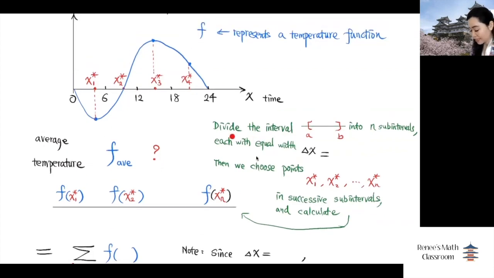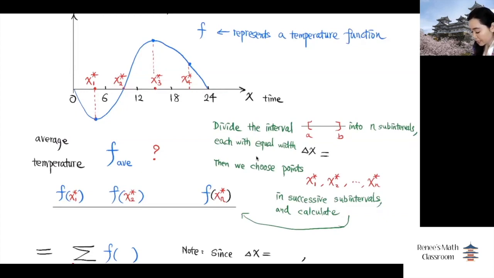So the idea here is we divide this interval into n subintervals. Over here, I divide into 4 subintervals, each with equal width, delta x. So for example, the width of each subinterval here will be 6. It's 24 divided by 4 because I divide that into 4 subintervals. So delta x here is the width.